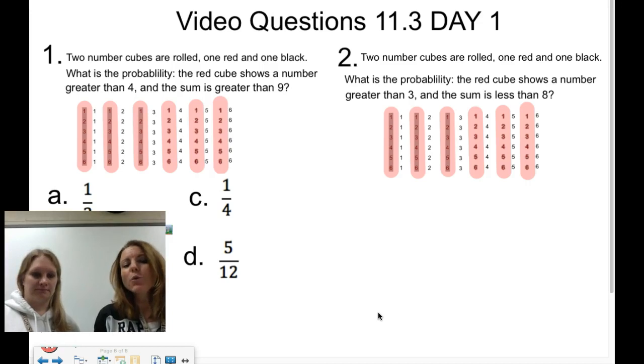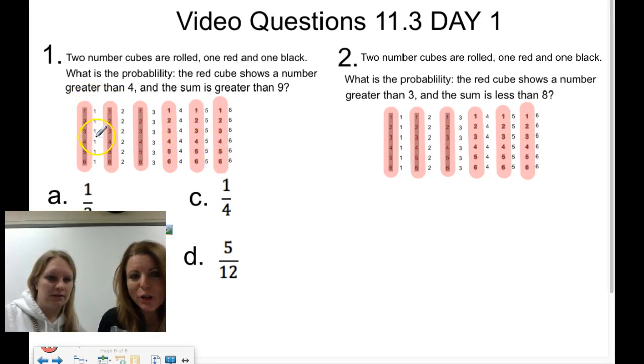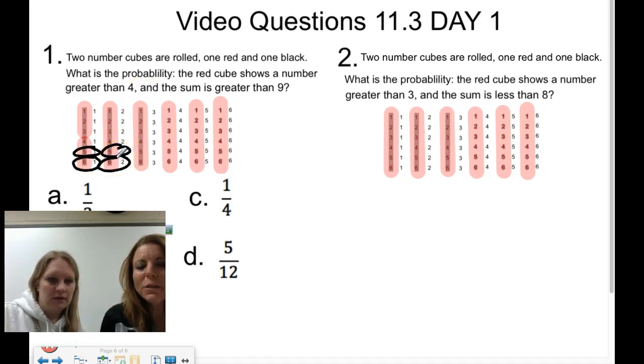So Miss Boyd, should we circle for them right now? The red cube shows a number greater than 4. So yeah, greater than 4, not equal. So it's going to be 5 and 1, 6 and 1, 5 and 2, 6 and 2. See, where the red cube is greater than 4. 5 and 3, 6 and 3, 5 and 4, 6 and 4.